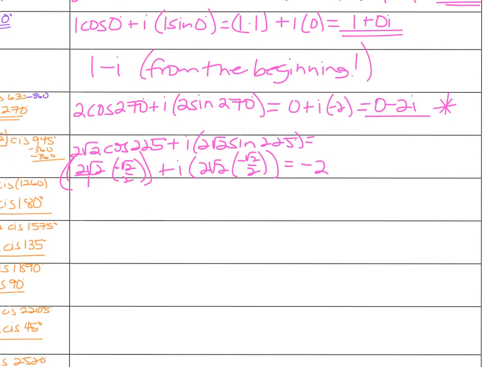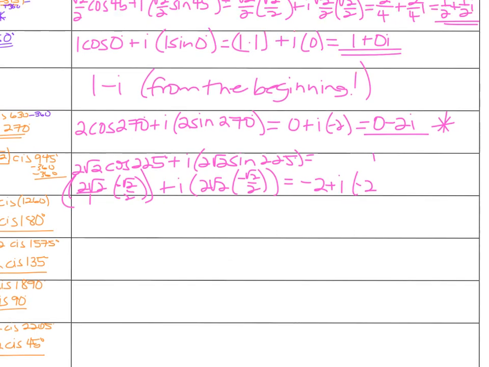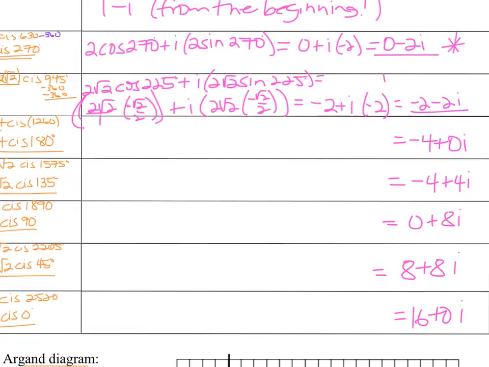Pause the video and try to type that in just to verify if you want to. And then we have i times the whole same thing again. 2 square root 2 times negative square root 2 all over 2 is also negative 2. So that means we have negative 2 minus 2i. That would be our number in complex form, or in rectangular form.